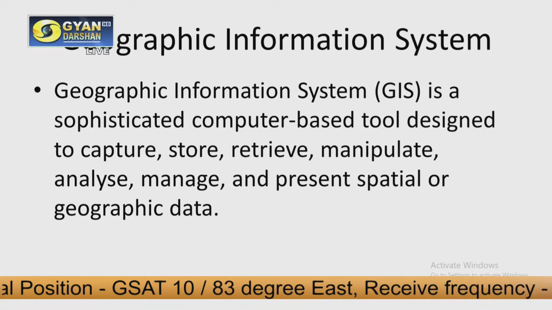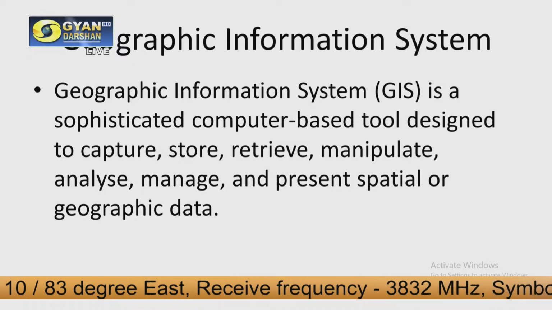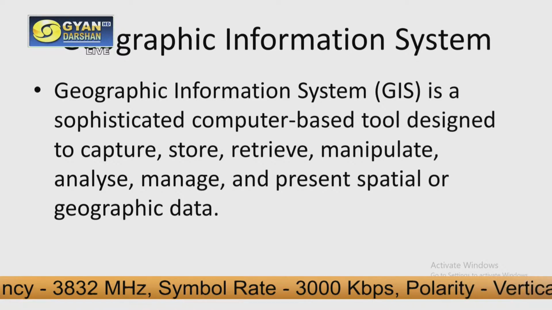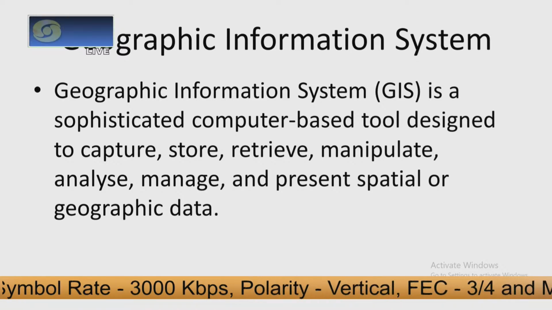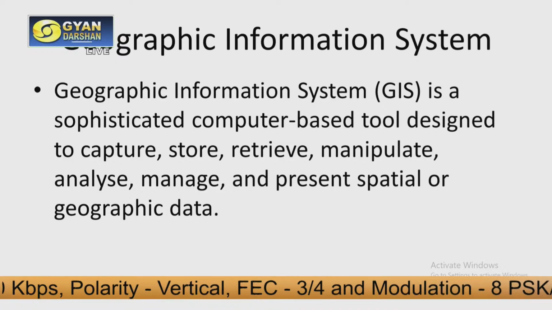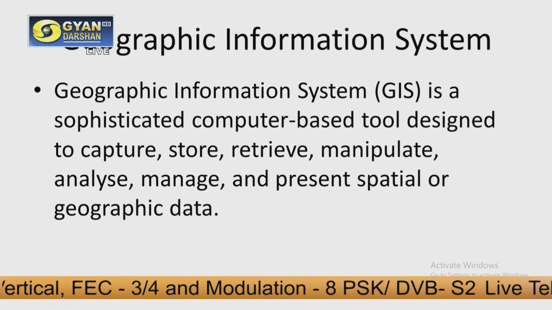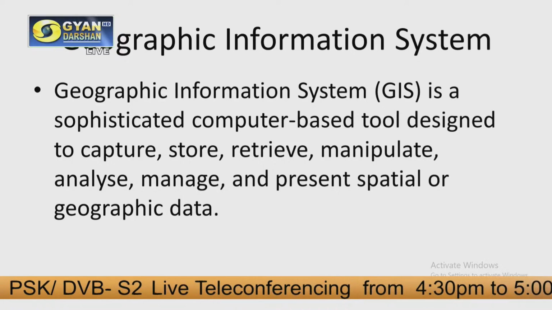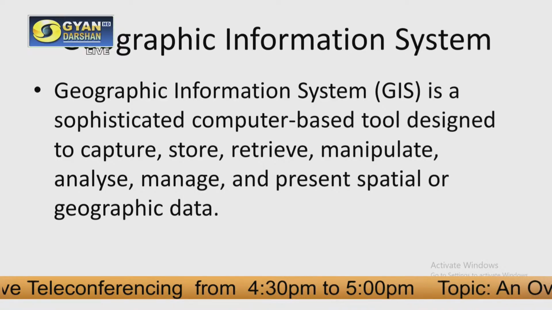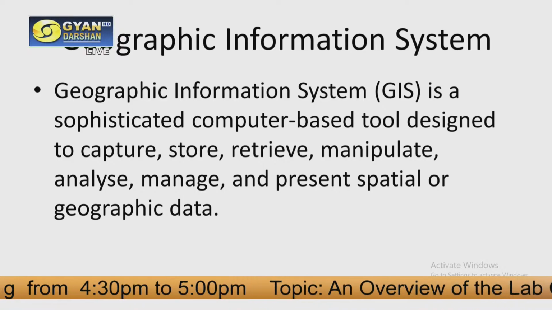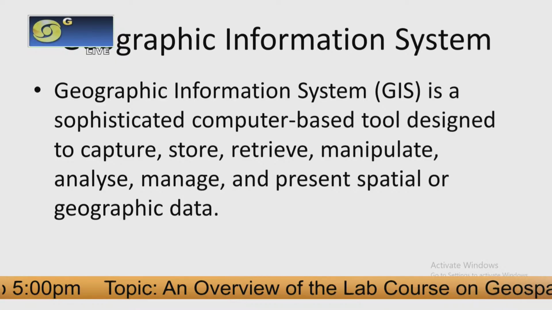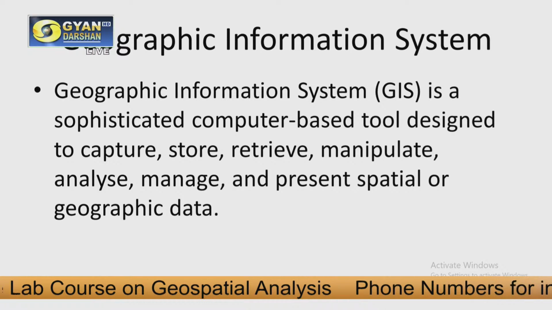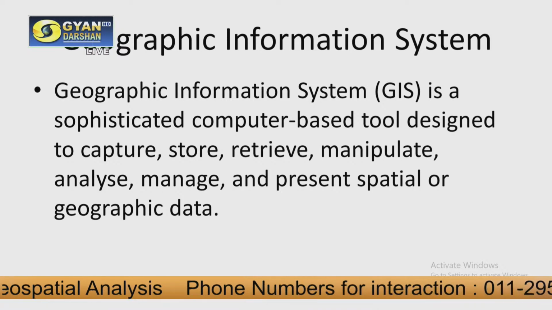Now, geographical information system is a sophisticated computer-based tool designed to capture, store, retrieve, manipulate, analyze, manage and present spatial and geographical data. When we collect information with the help of remote sensing satellites in the form of raster images, and we also add data collected through field work in the form of GPS points and tracks, we feed all the information on a GIS platform, and then we perform analysis on that data, and then we generate the output map on a GIS platform.